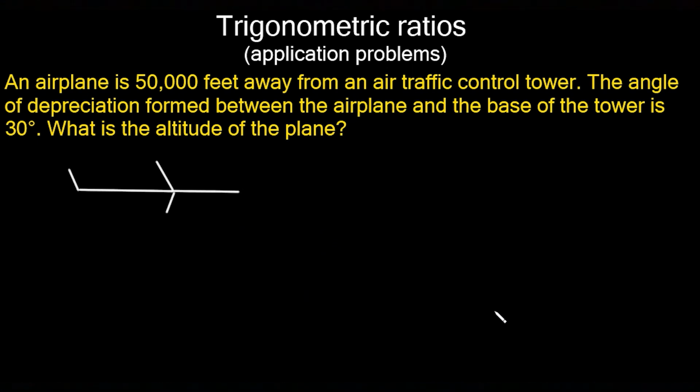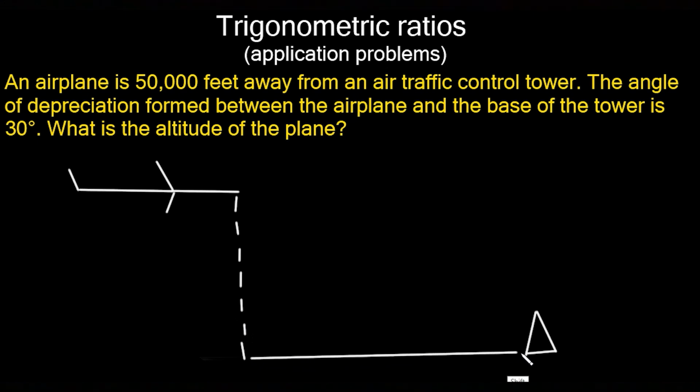Why don't we go ahead and put that tower on? And I'm just going to draw it like this, okay? Doesn't have to be perfect. There's my tower, right? Okay, and now we know that the distance from the tower to the airplane is going to be 50,000 feet. And so what I'm going to do here is just draw a vertical line going down from the airplane. There we go. And then I'm going to draw on the horizontal distance, which we know is going to be 50,000, right? So 50,000 feet. There we go. And then it says the angle of depreciation formed between the airplane and the base of the tower is 30 degrees.